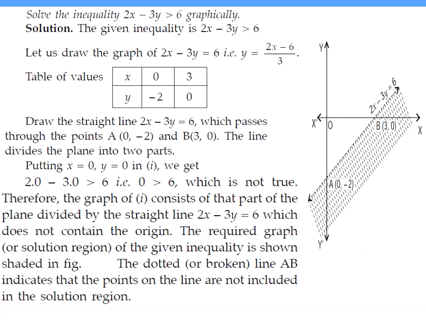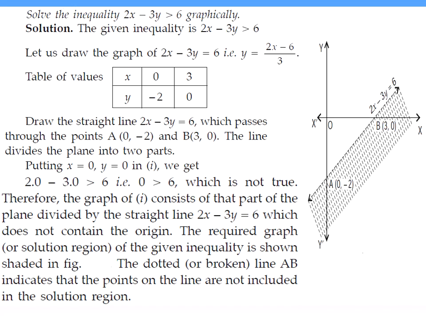So draw this straight line. If I draw it, clearly the straight line intersects the x-axis at the point (3, 0) and the y-axis at the point (0, minus 2). Now for the graphical solution, how do I shade the graphical part? For that we need to put the value of the origin, that is (0, 0), in the inequality, that is 2x minus 3y greater than 6.